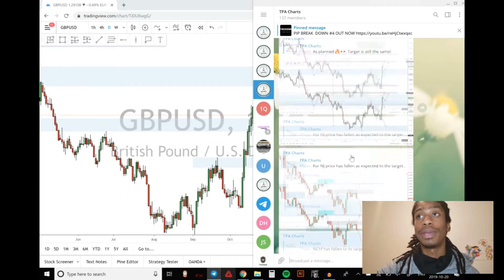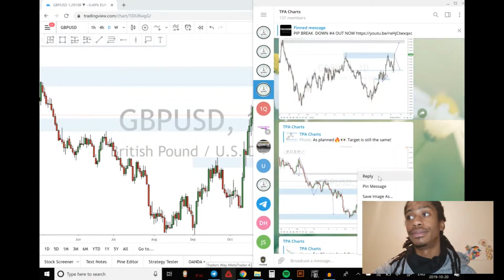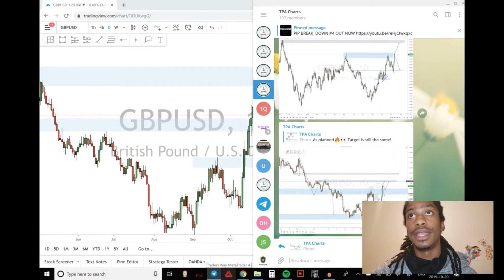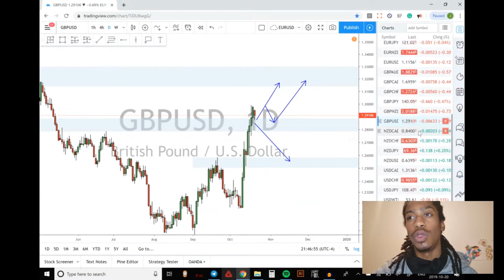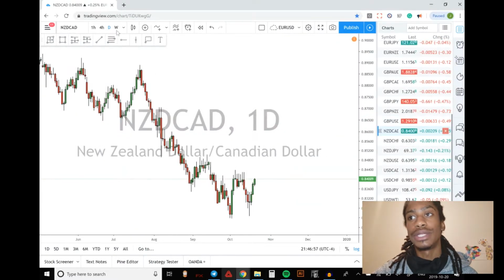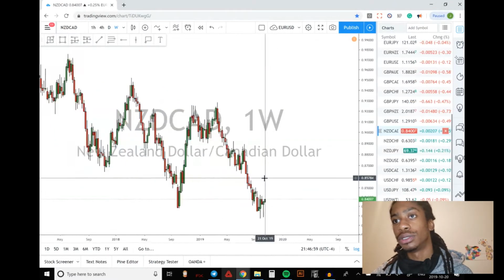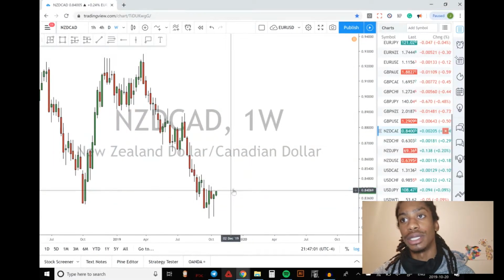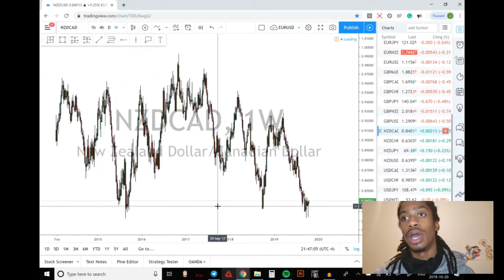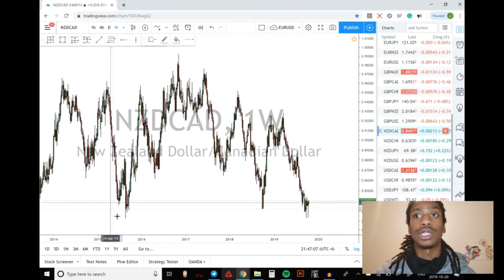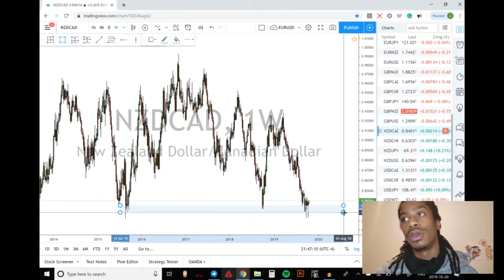Just a few more pairs here. We have this pair, which on the weekly time frame, there is not much structure besides this very strong support back from August 2015, so about 4 years now.